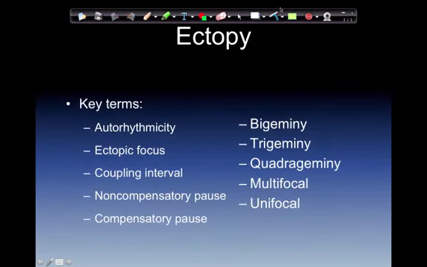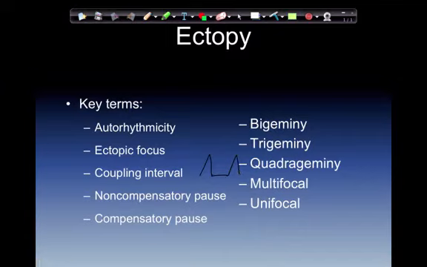Ectopy. Key terms. Autorhythmicity. What that means is the ability to spontaneously depolarize in a rhythmic fashion. Ectopic focus: an area of irritability that causes an abnormal spontaneous depolarization. Coupling interval: the relationship of premature complexes to the preceding complex. So, if I had one complex going, did this couple itself with the previous complex?